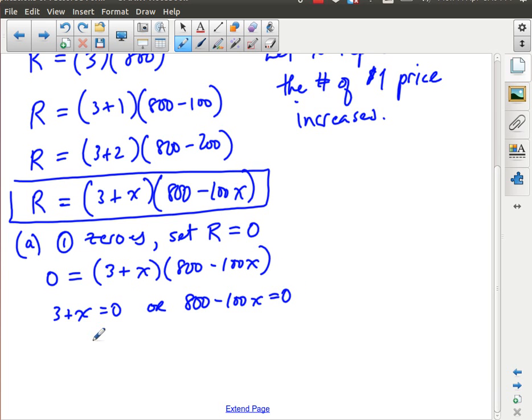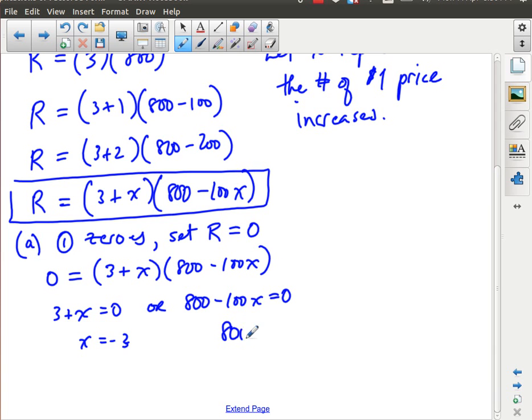Now remember, I'm finding the zeros here. So this one gives me X equals -3. Does that make sense? I started with a ticket price of 3. In theory, I could drop the price of my tickets by $3, but then will I have any revenue? No, because then I'll be charging 0 for the tickets, and I may get lots of people coming to the games, but I won't make any money.